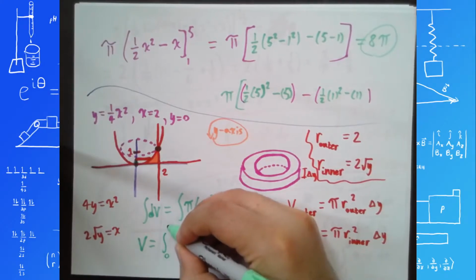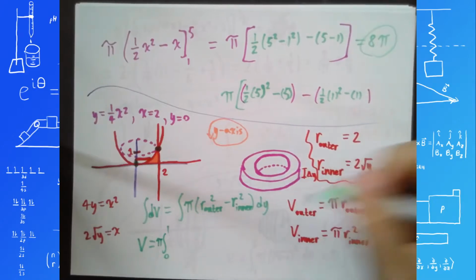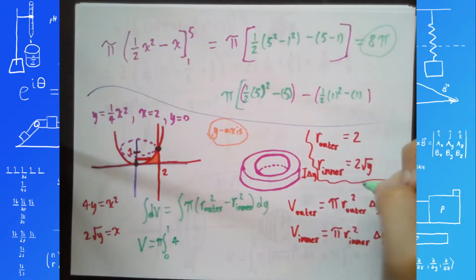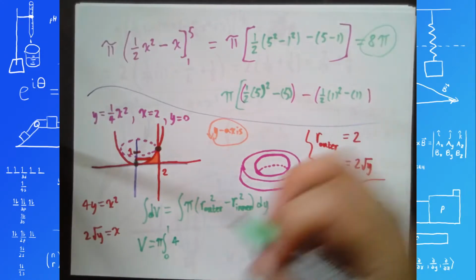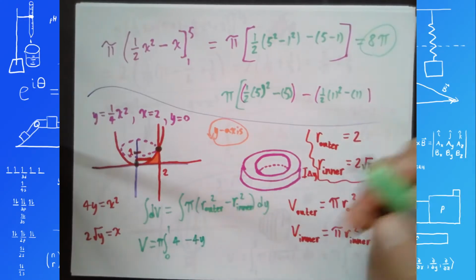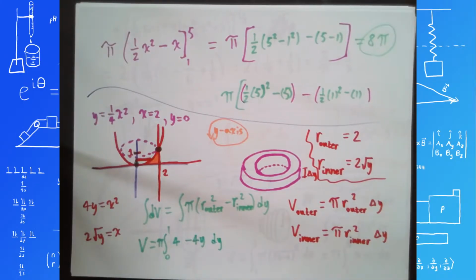So y goes from 0 to 1, factor out the pi, and r outer squared is 2 squared, which is 4, minus r inner squared, which is the square of 2 root y, which is 4y. And integrate with respect to y. And then from there, you know what to do. It's just a polynomial, not too hard to integrate. Let's take a look at another.